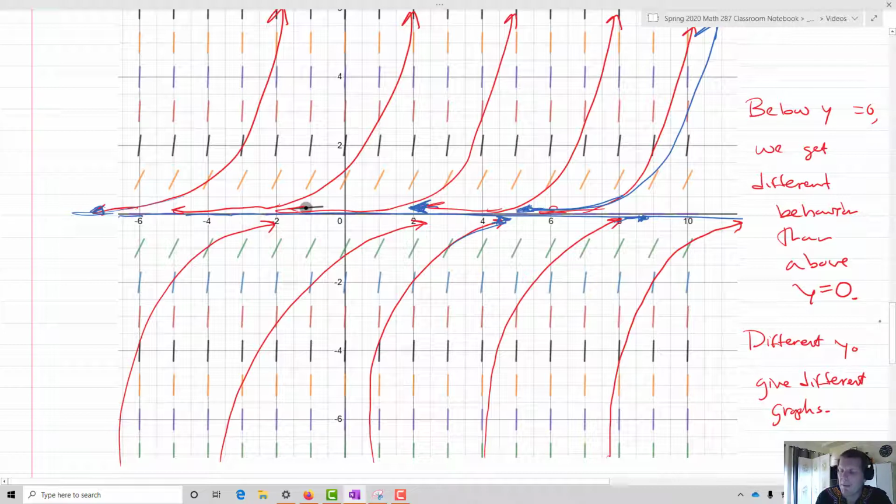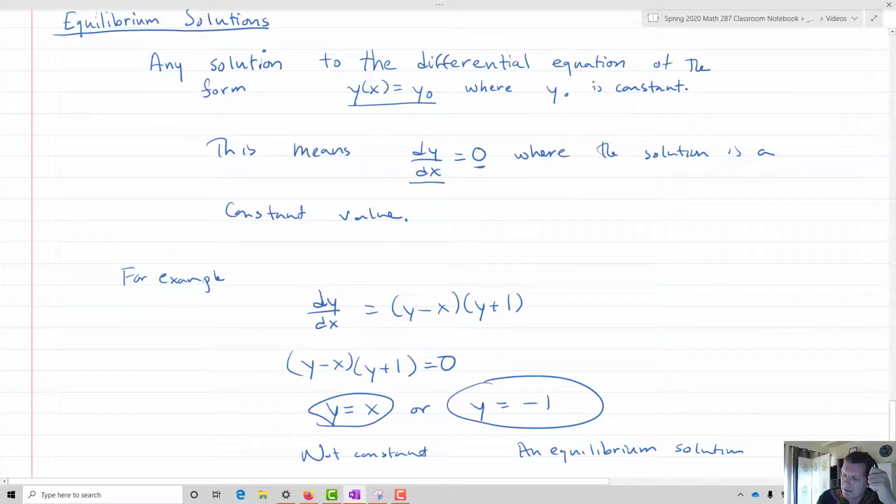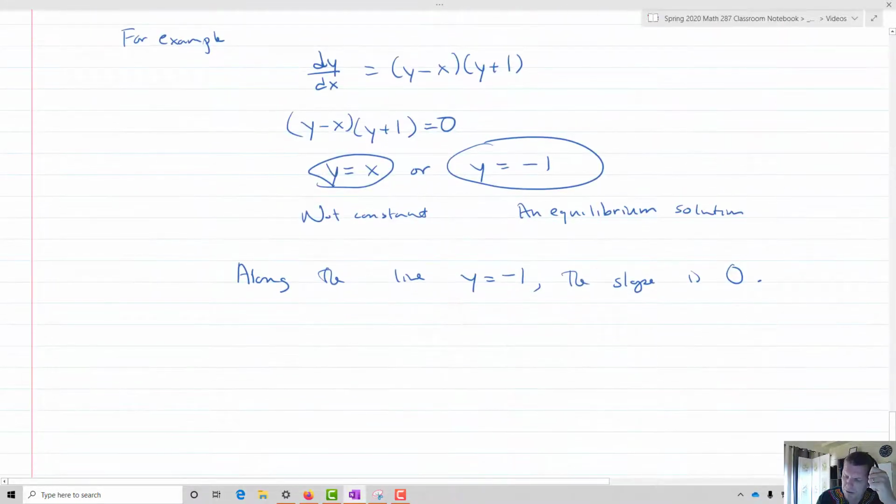When we look at some of the applications for differential equations, these equilibrium solutions are going to be incredibly important. So you want to think to yourself, okay, that's where the slope is going to equal 0, and that's basically going to be where our differential equation is not going to touch. Okay, and that's the equilibrium solution.